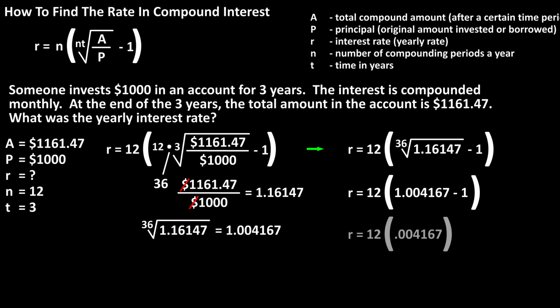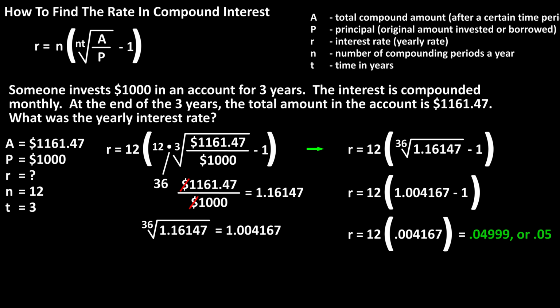And 1.004167 minus 1 equals 0.004167. And now we have 12 times 0.004167, which equals 0.04999, or 0.05. It didn't come out to exactly 5 because of rounding throughout the problem, but R does equal 0.05.